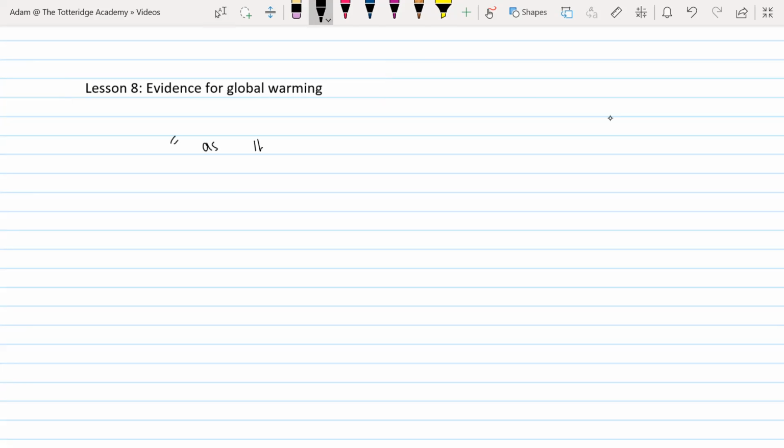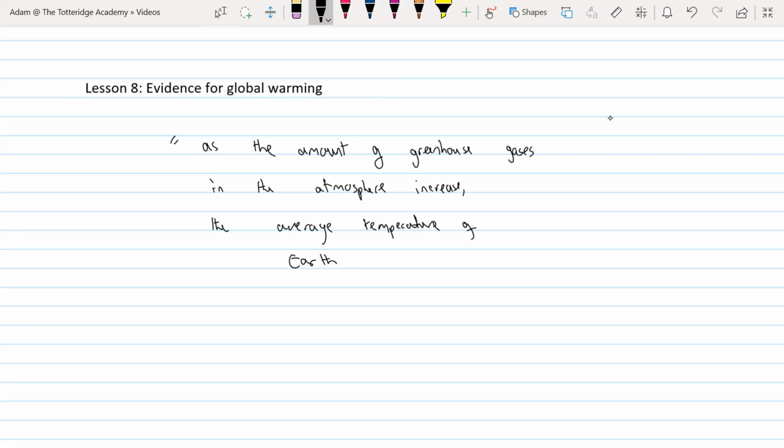As the amount of greenhouse gases in the atmosphere increases, the average temperature of Earth increases. This is the central idea behind global warming, and it's what scientists today are dealing with and finding evidence for and trying to get out there into the public consciousness, into the things that people know about and think about.